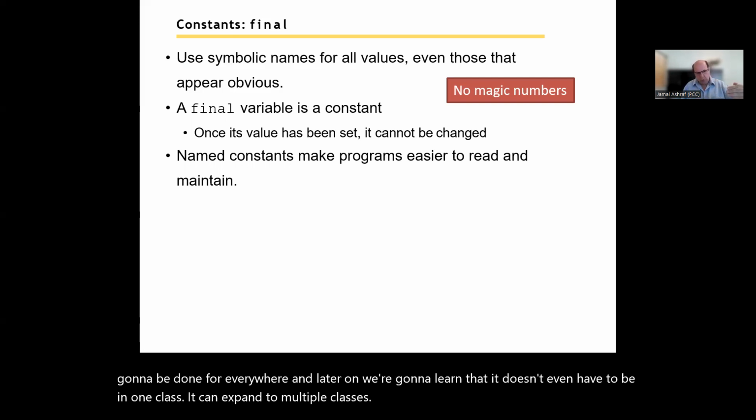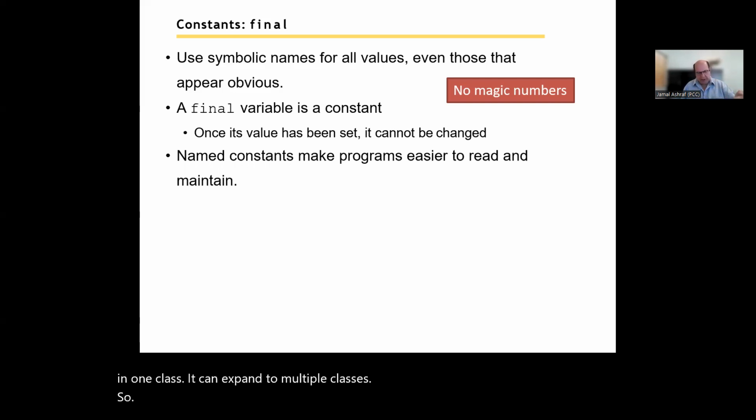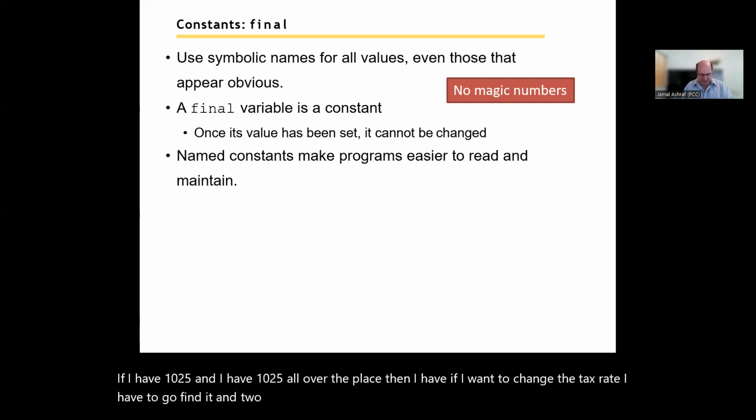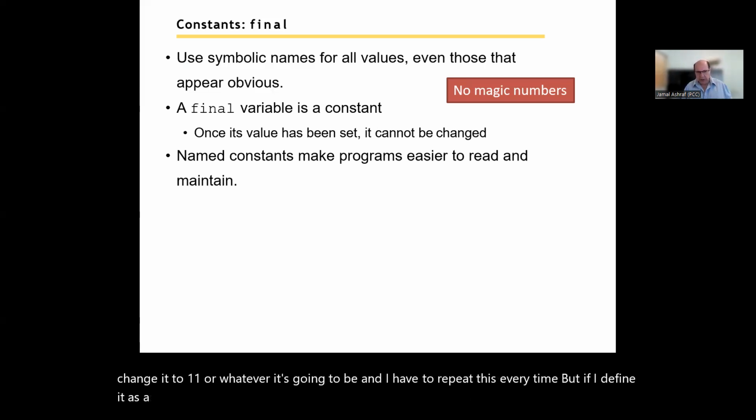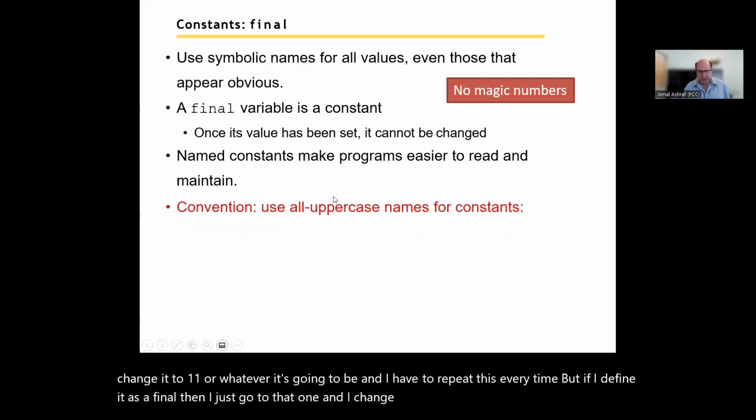So if I have 10.25 all over the place, and I want to change the tax rate, I have to go find the 10.25, figure out if that's a tax rate in that location, in that part, and then change it to 11 or whatever it's going to be. And I have to repeat this every time. But if I define it as a final, then I just go to that one and I change it. That way I don't have to worry about it.